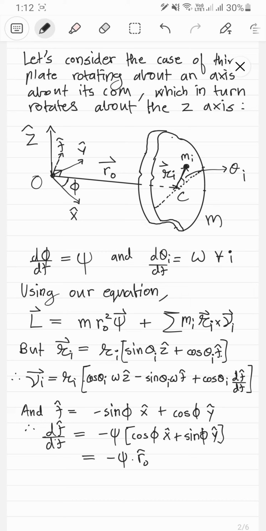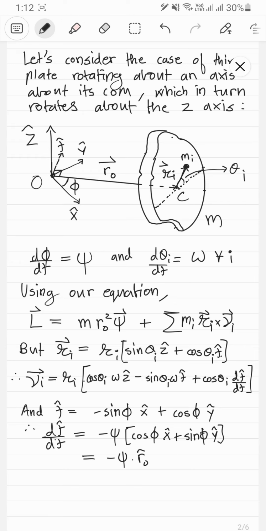So let's consider the case of a thin plate rotating about an axis through itself. I described that, and here's all the terminology. Psi is just d phi upon dt, and omega is d theta_i upon dt, and this is for every single i value. So for all the particles, their theta_i is increasing at the same rate.